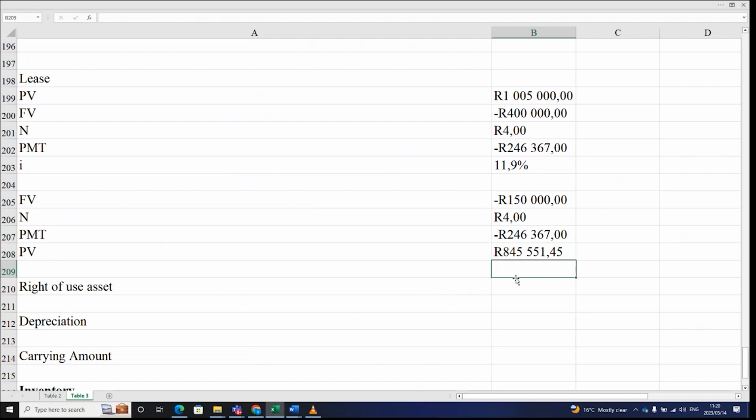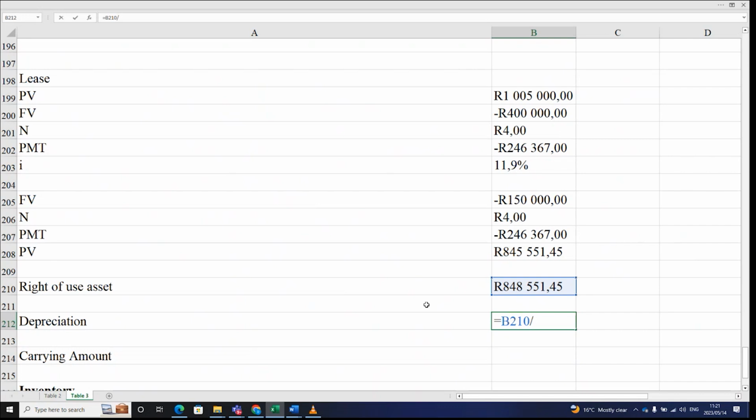All right, so we would need to now work out the right of use asset, which obviously includes the directly attributable costs that we discussed earlier. Okay, so that would be that 845,000 plus 300,000. Okay, then remember that right of use asset is depreciated over the lower of the lease period and the useful life of the assets.